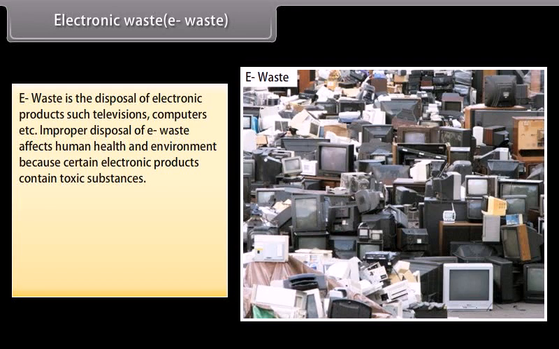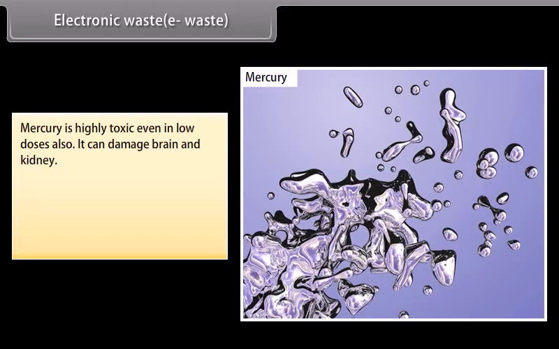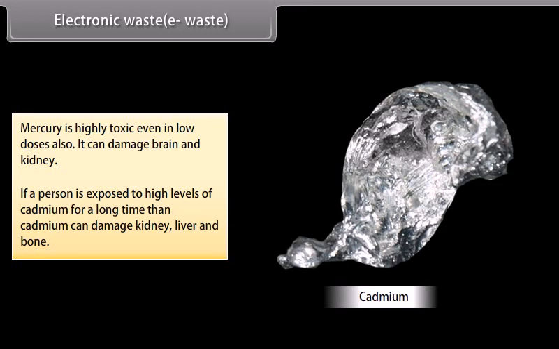Electronic waste, e-waste. E-waste is the disposal of electronic products such as televisions, computers, etc. Improper disposal of e-waste affects human health and environment because certain electronic products contain toxic substances. Television contains lead, mercury, cadmium, etc. All analog televisions contain lead in their tube. Lead is very toxic to humans, especially to children. Mercury is highly toxic even in low doses. It can damage brain and kidney. If a person is exposed to high levels of cadmium for a long time, then cadmium can damage kidney, liver and bone.